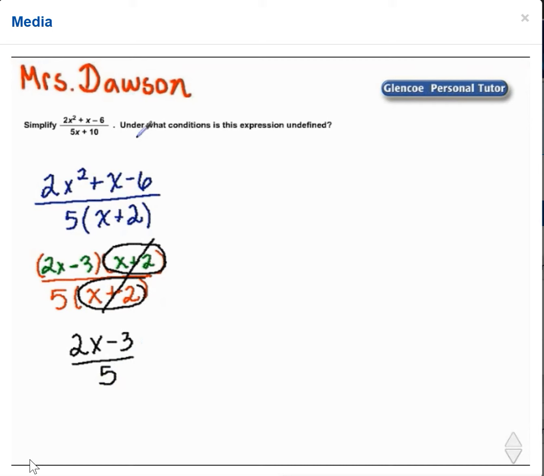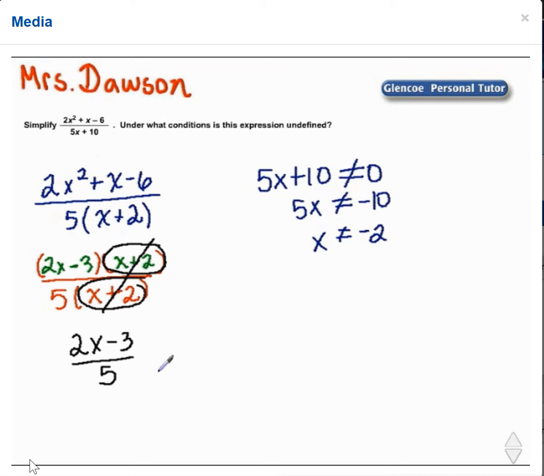However, we were asked under what conditions is this expression undefined. Going back to the original, we can see that we had a denominator of 5x plus 10. The denominator of an expression can never be equal to 0. So 5x cannot be equal to negative 10, and x cannot be equal to negative 2. So under the condition that x is not negative 2, the expression is defined.